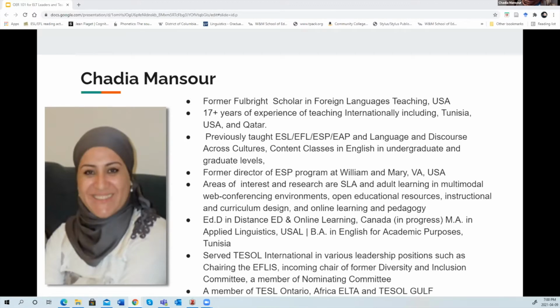My areas of interest are distance education and online learning, second language acquisition, and online pedagogy. I served in various TESOL International leadership positions, chairing the EFL interest section and the former diversity and inclusion committee, and nominating committee, to name a few. And I do represent the English as a Foreign Language interest section, the membership at large.